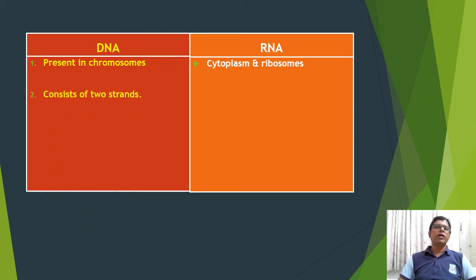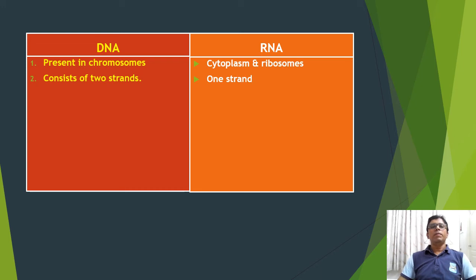The second difference is that DNA consists of two polynucleotide strands, whereas RNA consists of only one polynucleotide strand. And the third difference is that deoxyribose sugar is present in DNA.